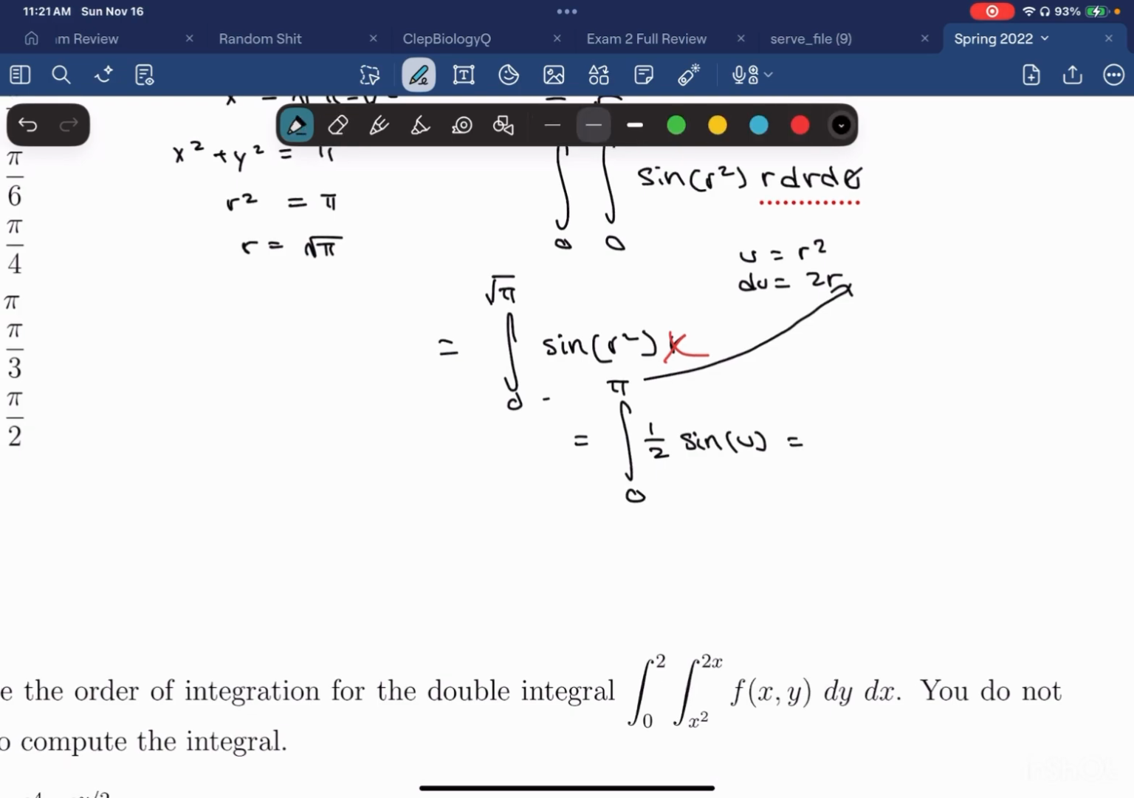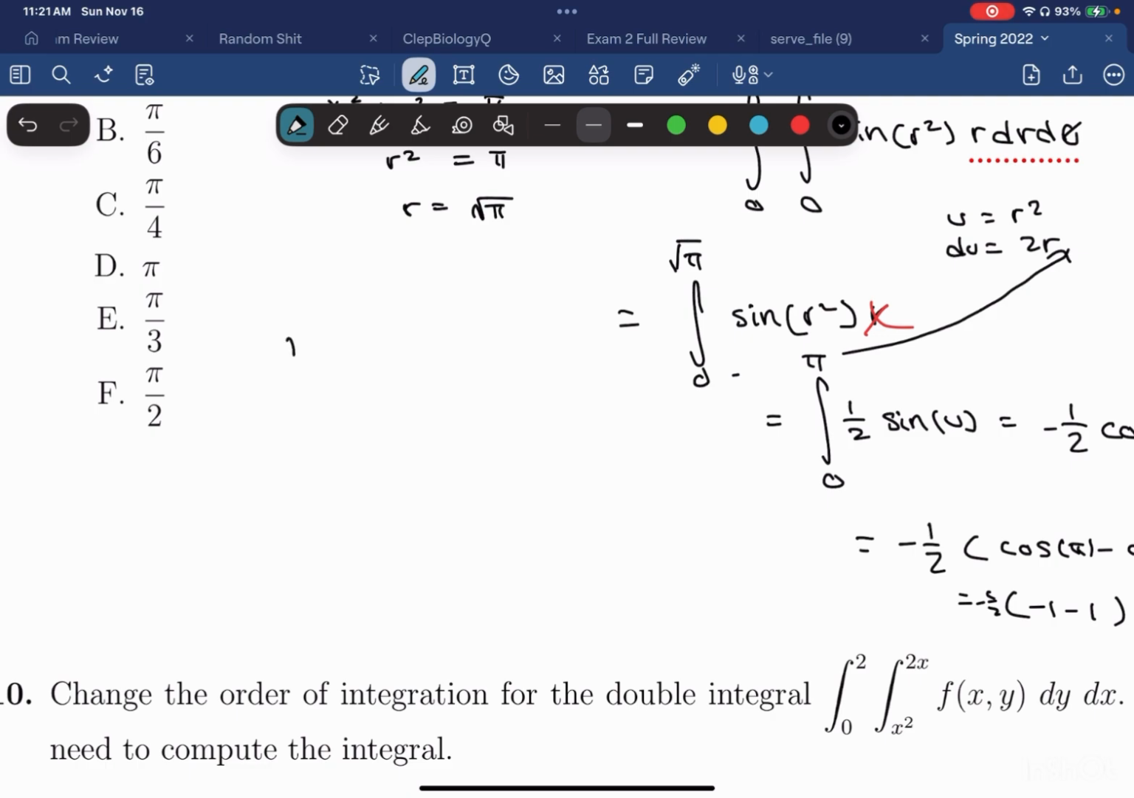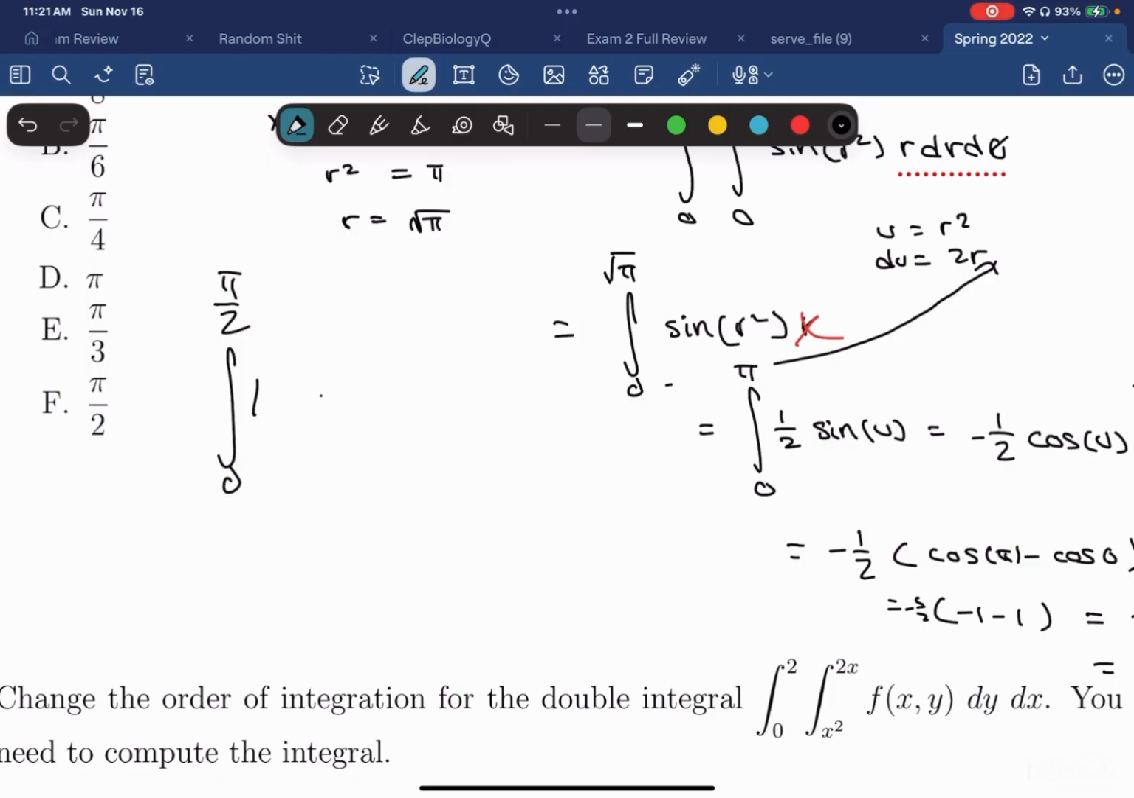So this becomes negative 1/2 of cosine u from 0 to pi. Then take the 1/2 out. It'll be cosine of pi minus cosine of 0, which is simply negative 1/2 times (-1 minus 1). So you'll just get negative 1/2 times -2, which is just 1. Okay, now we just evaluate from 0 to pi over 2 of 1, which simply gets you the answer pi over 2, which I believe is the correct answer. Yep, F for number 9.